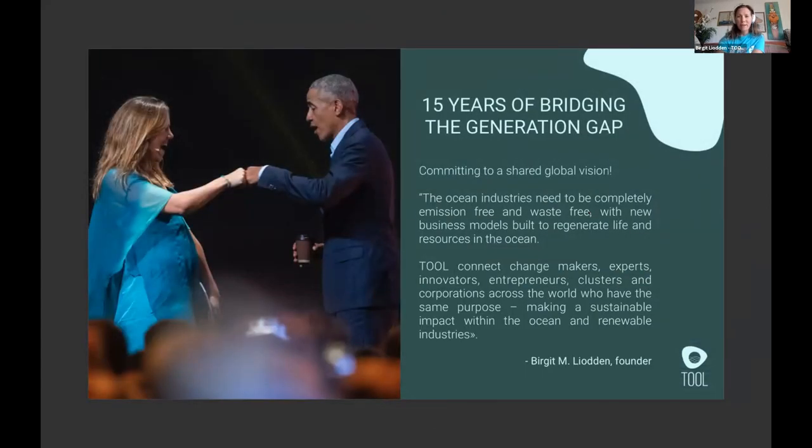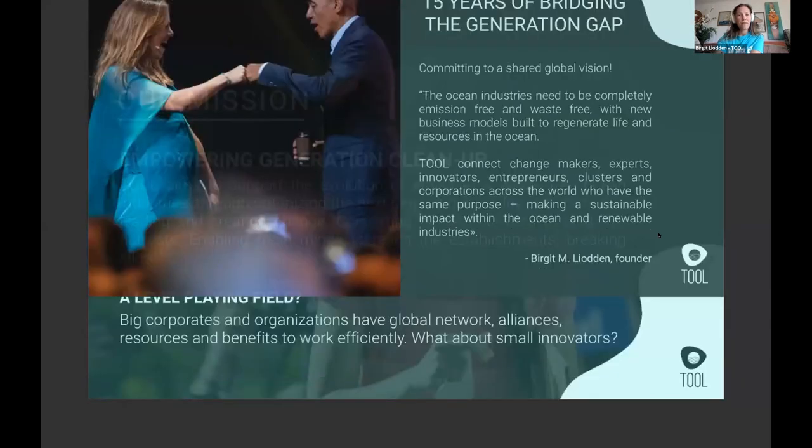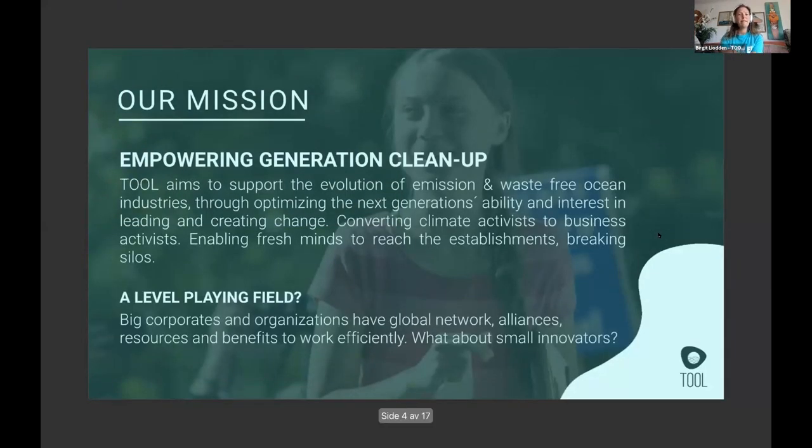For the past 15 years, I've been working across the maritime and ocean industries globally, focusing on bridging the generation gap for a more sustainable ocean future. So just as Vidar pointed out, 30% is not enough. What we say is that the ocean industries need to be completely emission-free and waste-free with new business models that are built to regenerate life and resources in the ocean. So our mission is practically building on the SDG 17 collaboration for the goals. Because what we have seen is that there's not today a level playing field.